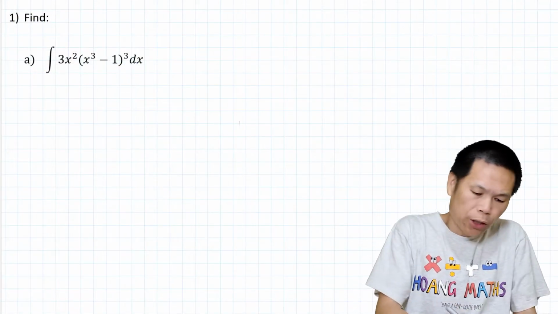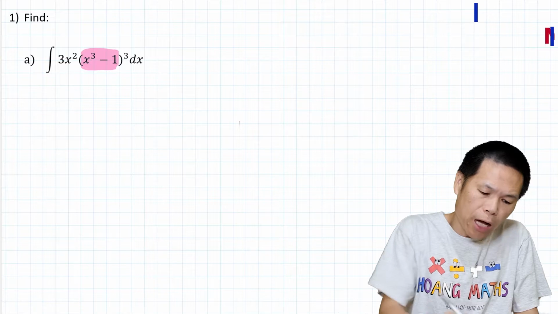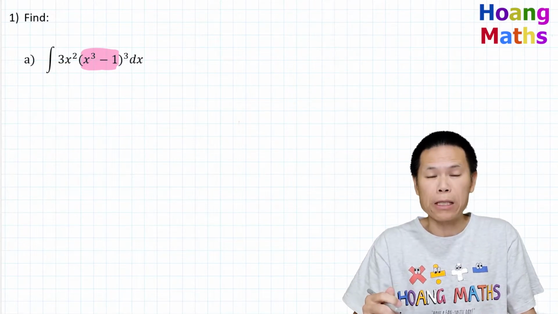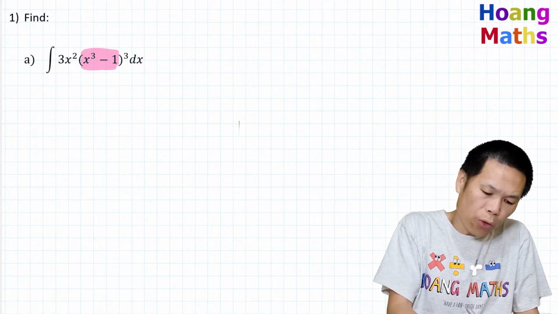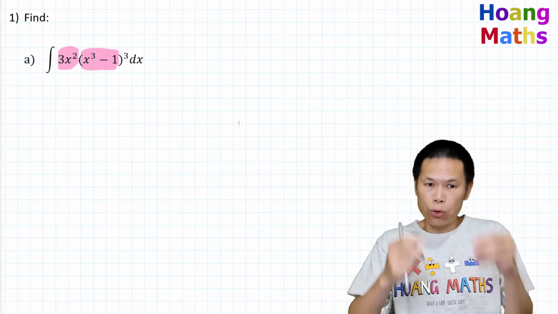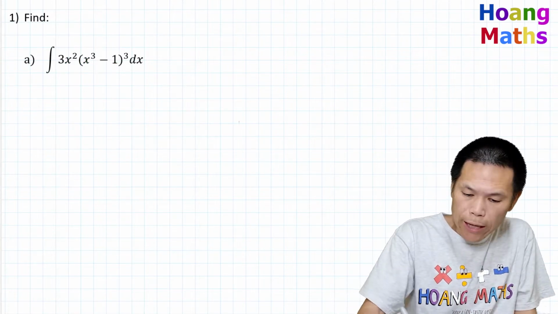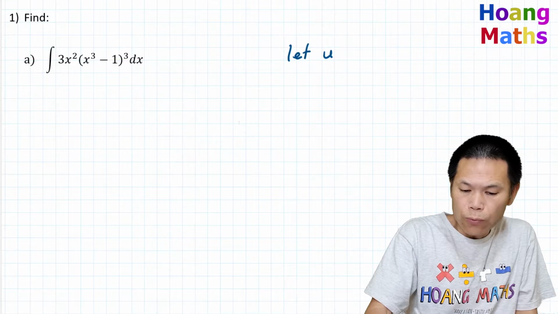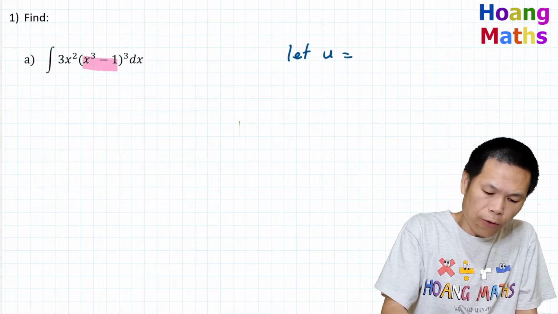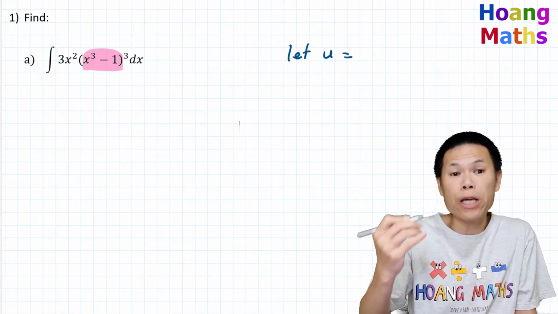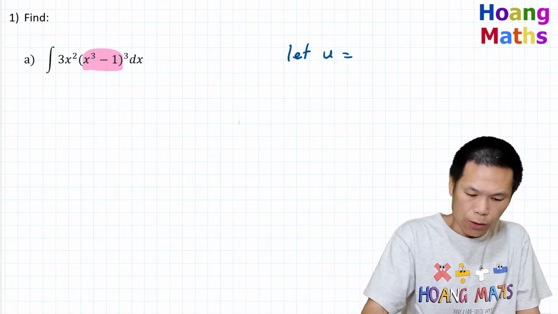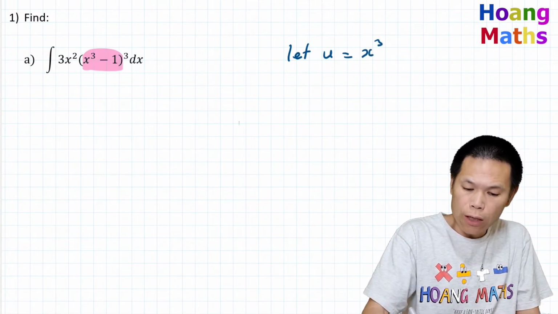First one. If we differentiate this function here, x to the power of 3 minus 1, it will give us 3x squared. So to integrate this, we let u equal this function here, so u is x to the power of 3 minus 1.